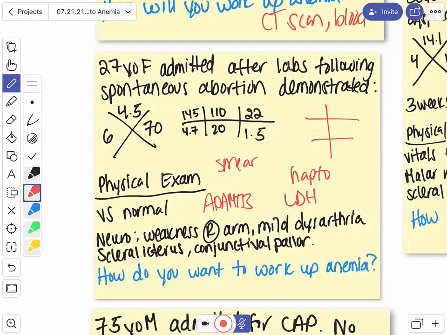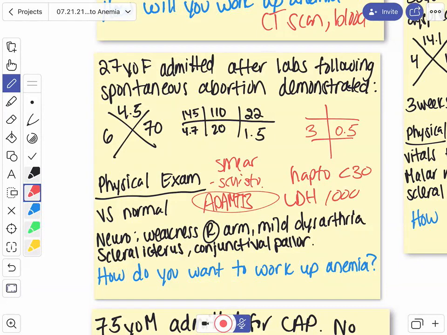Great. So let's say that you guys got the smear. There are schistocytes. Her haptoglobin is less than 30, undetectable. Her LDH is 1,000. Her total bilirubin is 3, and her direct is 0.5. The ADAMTS13 takes about a week to come back, so you're not going to get that for now.